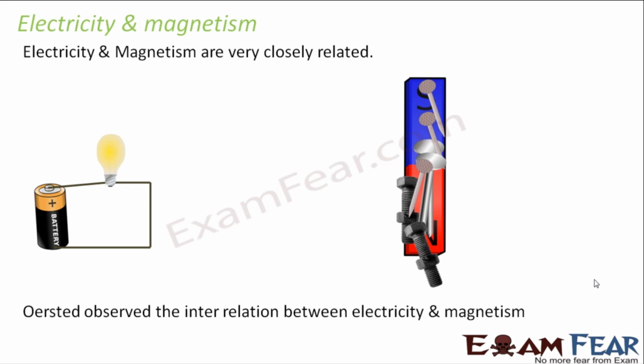But Oersted was the one who first observed that there was an interrelation between electricity and magnetism. That is, electricity and magnetism, these two branches were very closely related to each other. Now, how did he observe this? So let us have a look at that. So what did Oersted do?